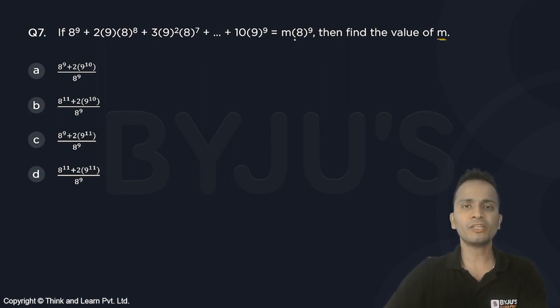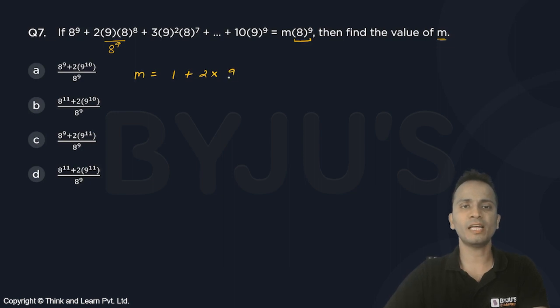So we will get rid of this 8 raised to the power 9 on the right-hand side. We'll take it to the left-hand side in the denominator. So we can write the value of m as the entire left side divided by 8 raised to the power 9. So it will be 1 plus 2 into 9 into 8 raised to the power 8, divided by 8 raised to the power 9.